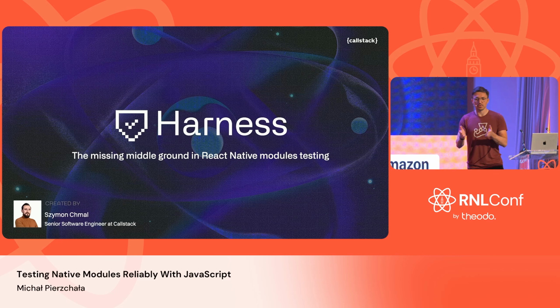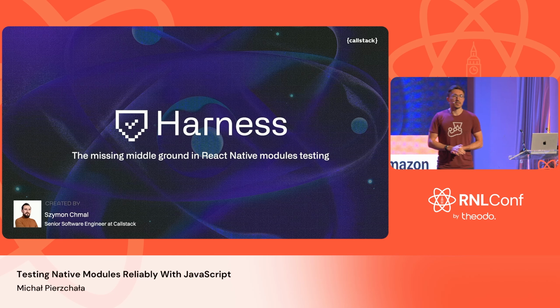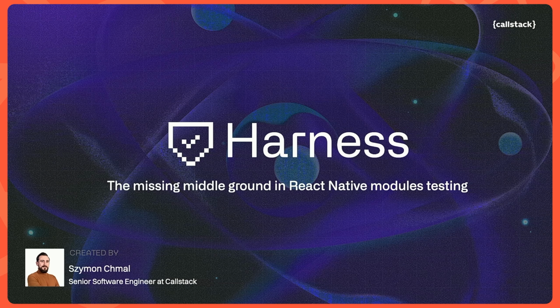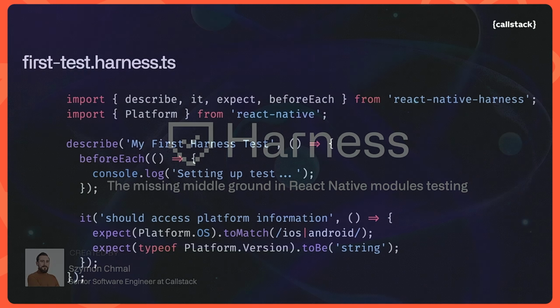So let me introduce you to Harness. Harness is a new testing library, or a helper library for testing frameworks, that is a missing middle ground in React Native modules testing. It's created by a friend of mine, Szymon Chmal, who is working at Callstack Incubator, and he's doing a bunch of cool stuff like Harness or Rozenite or Voltra recently.